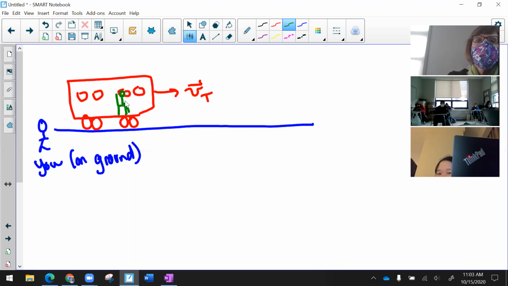And there's going to be a person sitting on the train, my green person. And for the person sitting on the train, like I just said, it feels like the train isn't moving, but that you standing on the platform are moving. Okay.